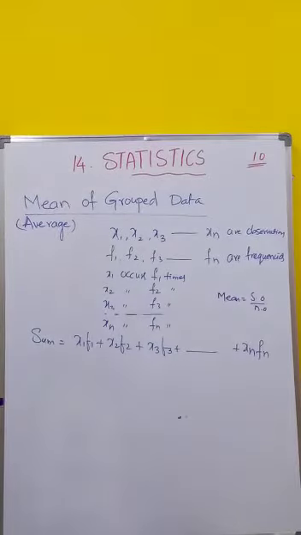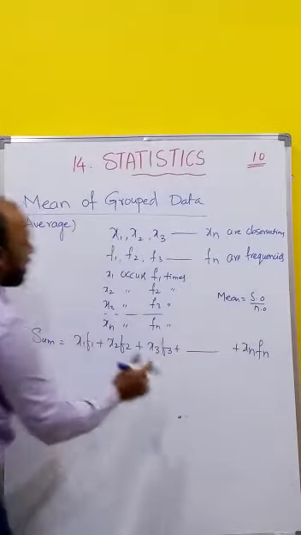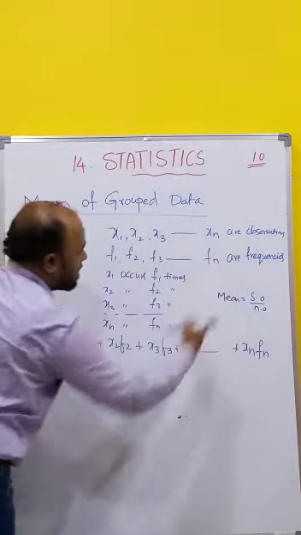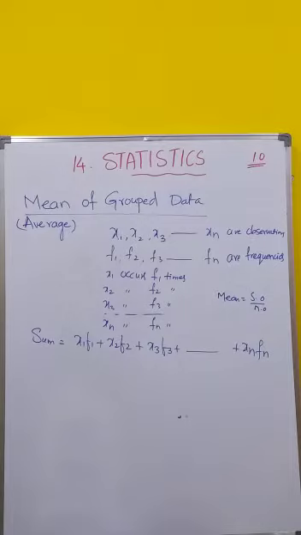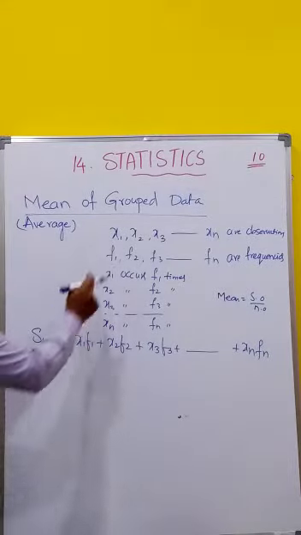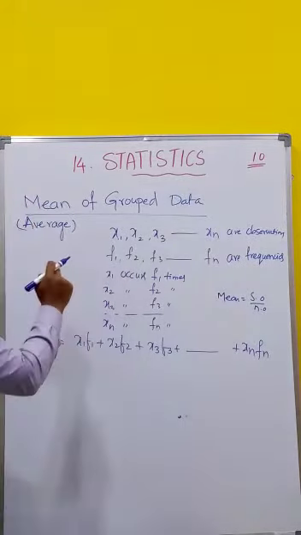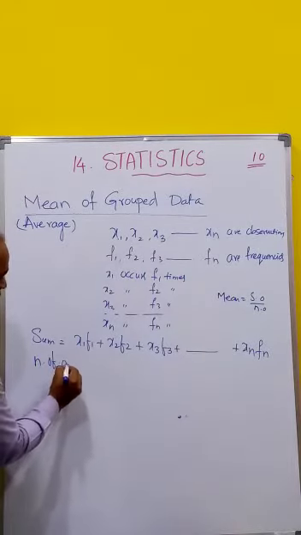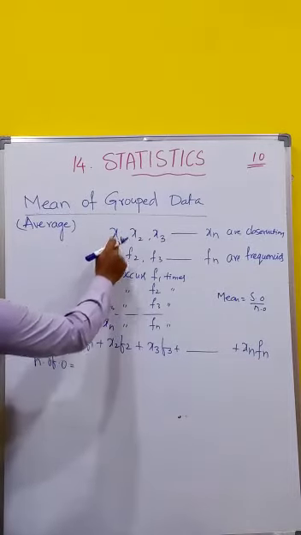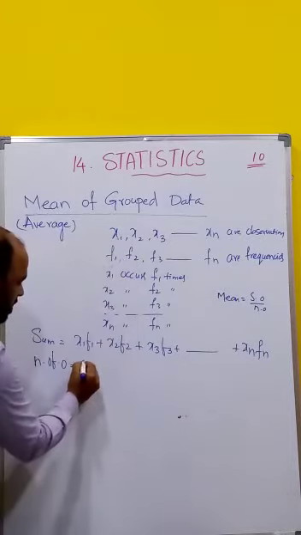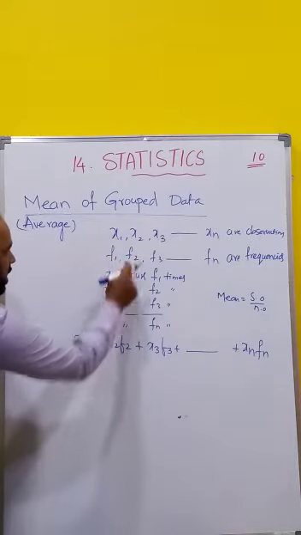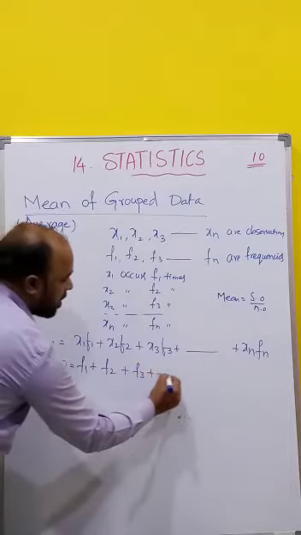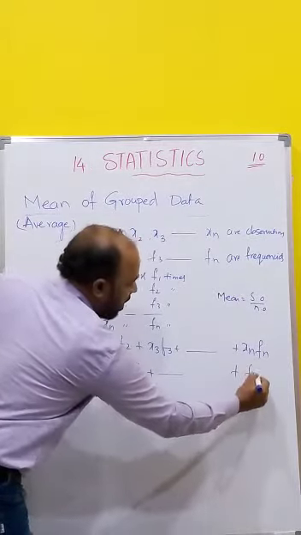Then what is the number of observations? Here the observations are f1, f2, f3. This is the frequency we have to select. Add that also. How many times is x1 occurring? f1. We select f1, plus f2 plus f3, and so on plus fn.